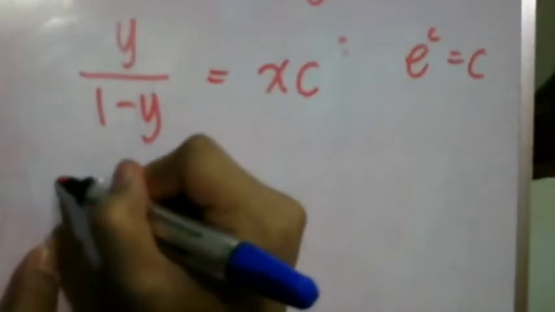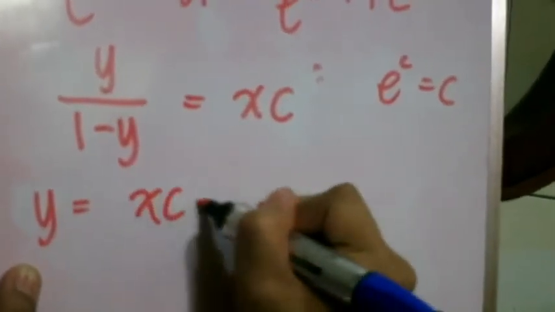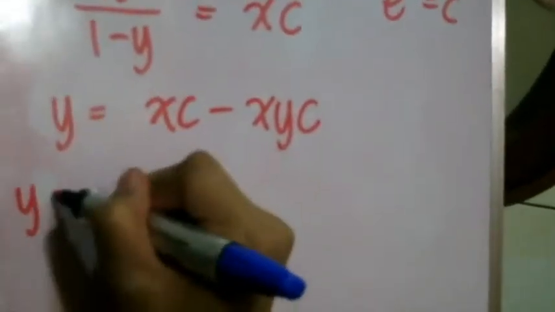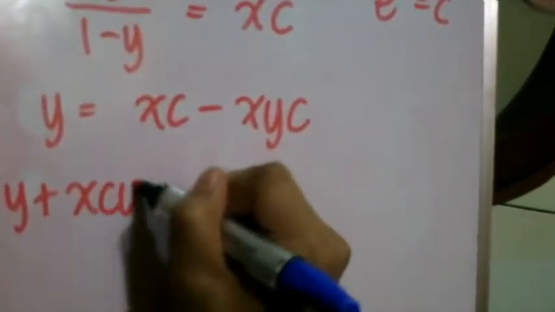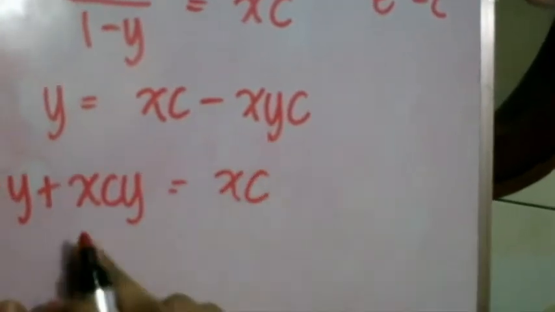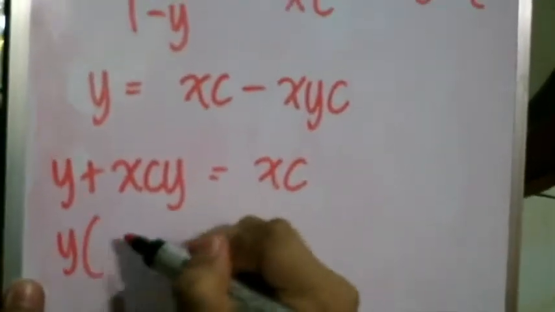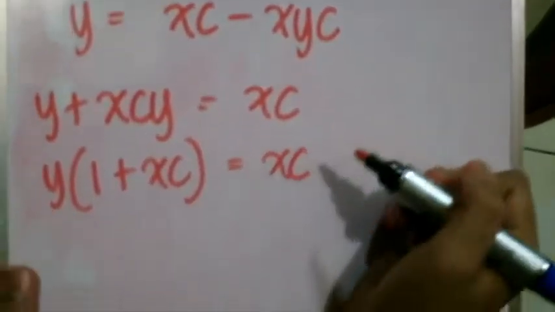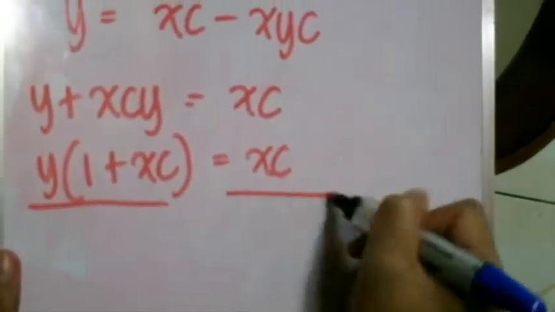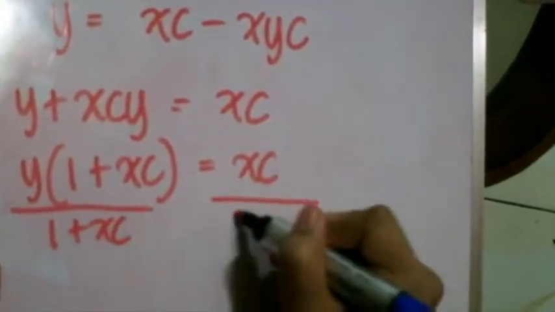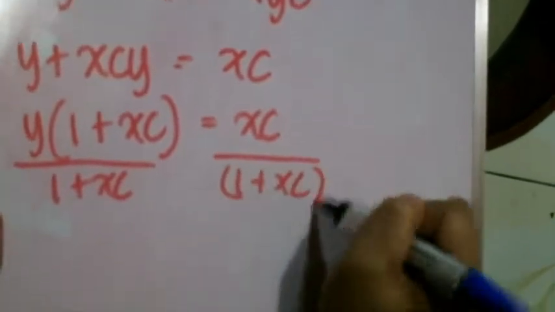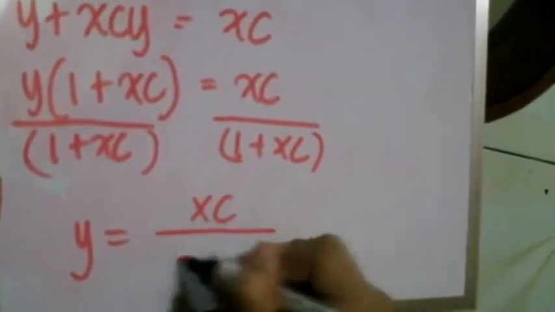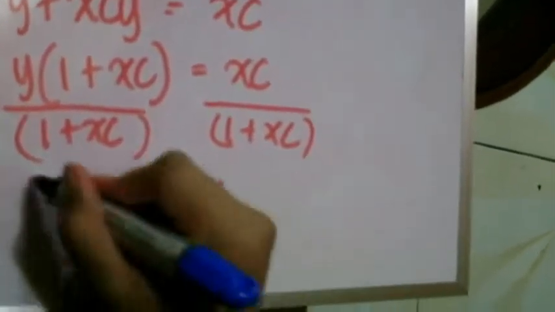Cross multiplying both sides, we have y is equal to xc minus xyc. Combining like terms, we have y plus xcy is equal to xc. Factoring the y in this side, we have y times 1 plus xc is equal to xc. And dividing both sides by 1 plus xc, we have y is equal to xc over 1 plus xc.